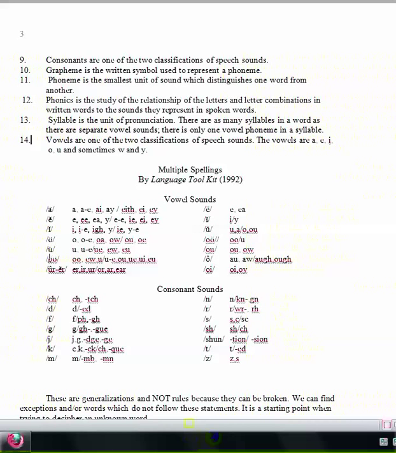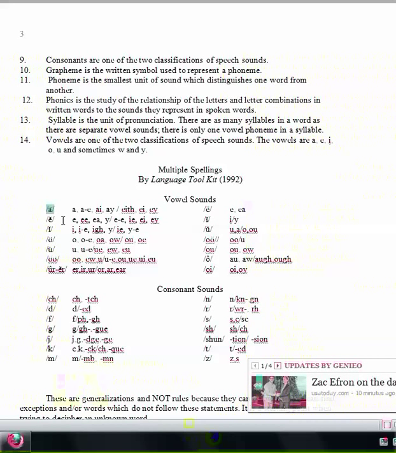Multiple spellings. This is from the Language Toolkit. The vowel sounds may be written with different letters or letter combinations. Everything before the slash mark is that which is most common. So for the first one, the sound of A may be written A blank E, which is vowel consonant E, the magic E on the end making the A long, AI, and AY, which are vowel digraphs.